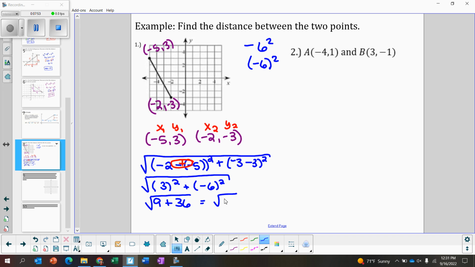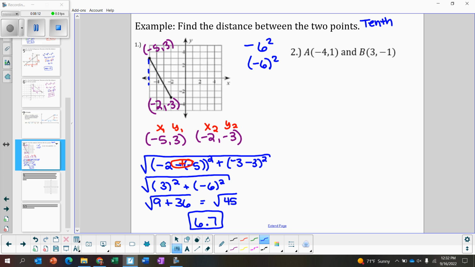So now it's the square root of 45. All right, the directions right here, but we're going to round to the 10th, just like we did before. So the square root of 45 turns out to be 6.7. Right, and that would be the distance. We could have checked that, right?